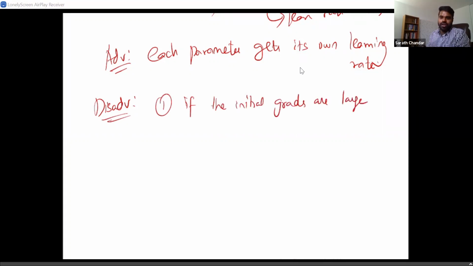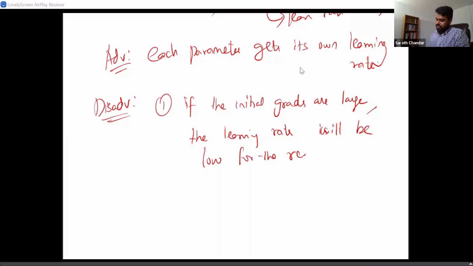which is often true, right? Initially you start with a random neural network, so it's going to have bad performance. Initially the gradients are always large. So if the initial gradients are large, then the learning rate will be low for the remainder of the training. Just in the beginning, you add huge gradients to the denominator, and that's it. The learning is going to be already too slow, okay?